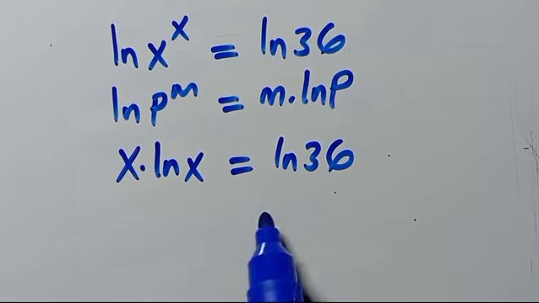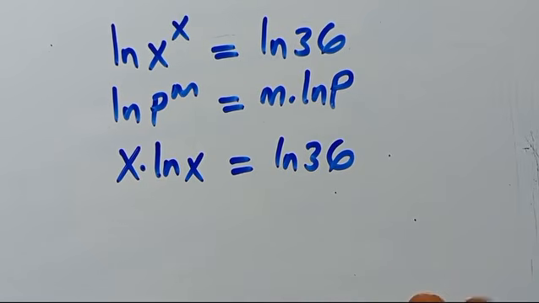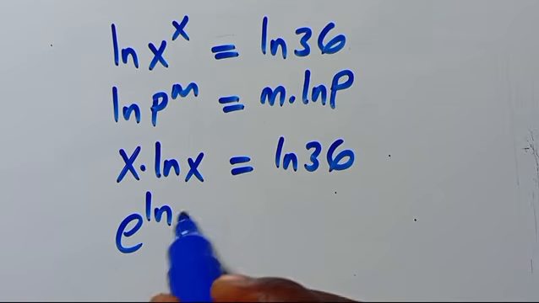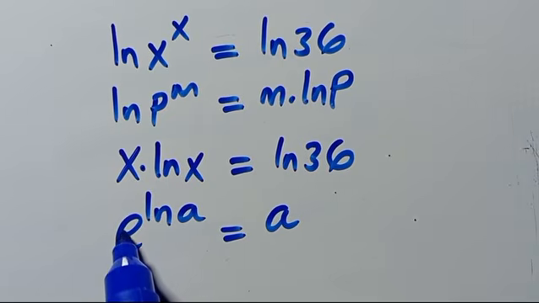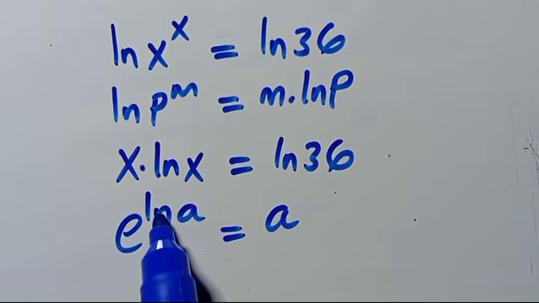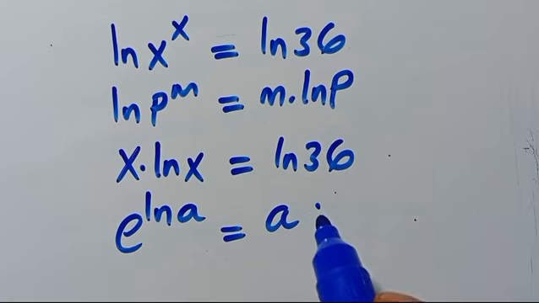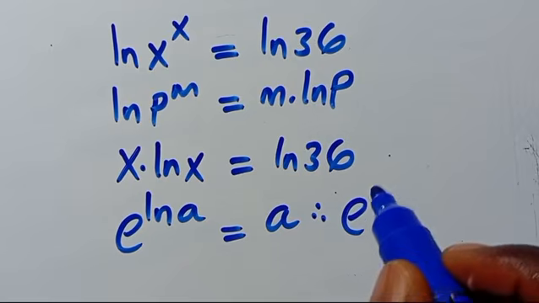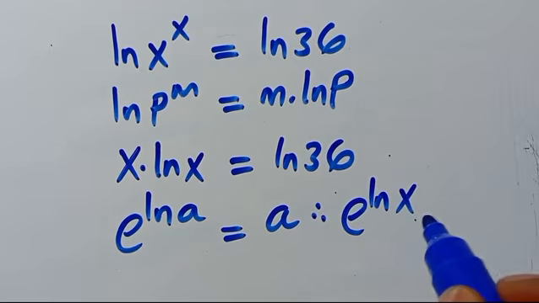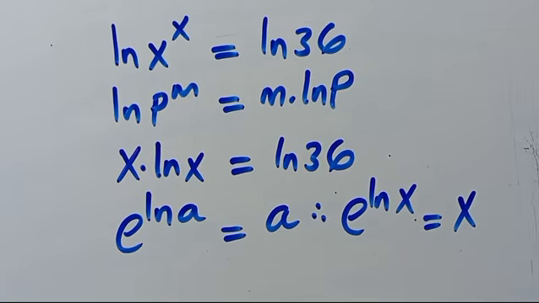Then let's do something reasonable from here. From the relationship of the exponent and the natural log, when you have e to the power of ln of a, mind you, this equals a, because the exponent normally cancels out the natural log. So this tells you that e to the power of ln of x equals x. So we want to replace this expression here.